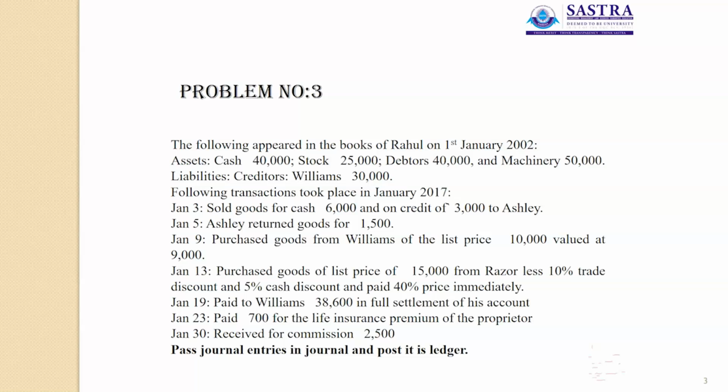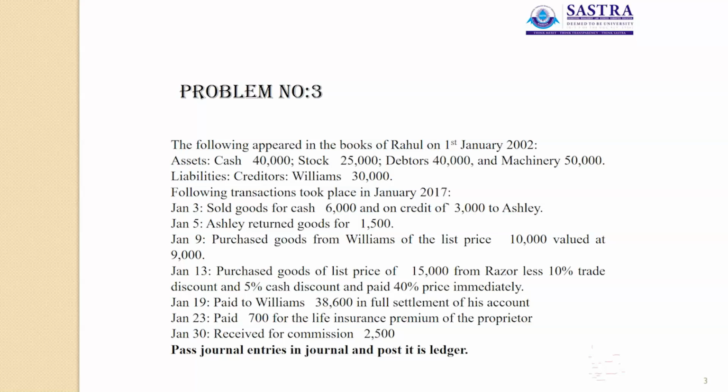The following appeared in the books of Rahul on 1st January 2002. Assets: cash 40,000, stock 25,000, debtors 40,000, machinery 50,000. Then liabilities were given here, creditors Williams rupees 30,000. This is the opening entry. Then the next one: following transactions took place in January 2017.